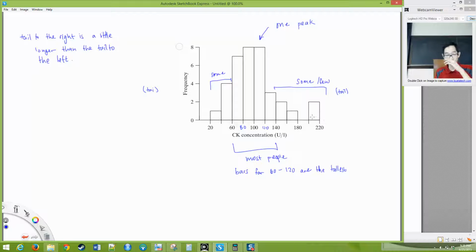Okay, so for a description of the shape, we would say there's one peak, which we then say unimodal, like a unicycle. Unimodal. So two peaks would be bimodal. And we have a slightly longer tail on the right, so we might say slightly right skewed.